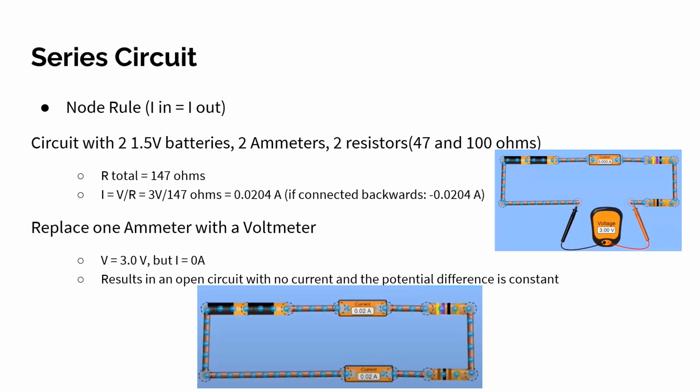In our series circuit, we're going to be using the node rule as stated previously, and here's our circuit. It has 2 batteries, 2 ammeters, and 2 resistors of different resistance. Total resistance, because it's in series, is 147 ohms. We use that to find our current, voltage divided by resistance. And then if we replace 1 ammeter with a voltmeter, we have a voltage of 3.0 volts, but our current drops to 0 amps because it's an open circuit with no current, and the potential difference is constant.